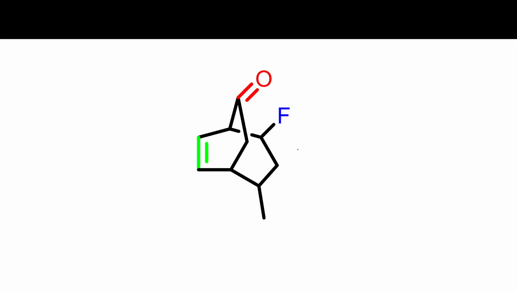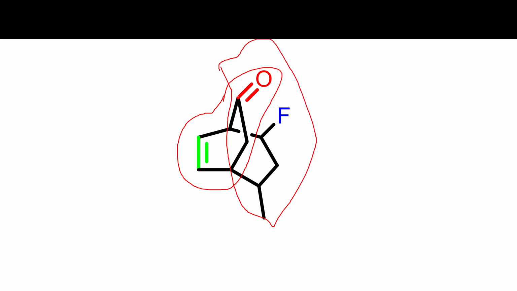So from here, we have to give the IUPAC nomenclature of this compound. There are two rings present, one ring is like this one, and another ring is like this one, and the double bond O and CH2 are common between these two rings. So we have to give the name of this compound. How can we start?